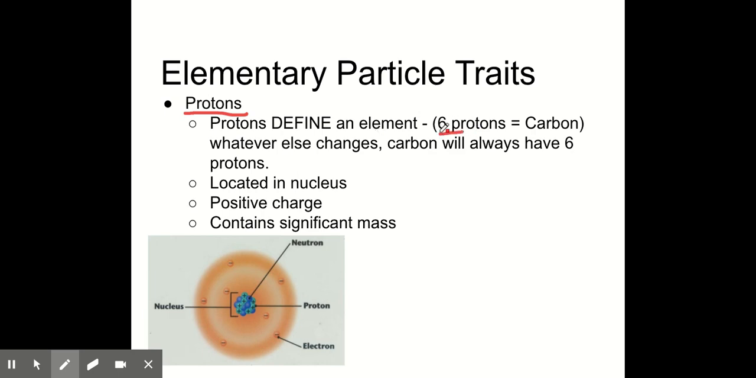So if an element has 6 protons, it's a carbon by definition. That's what it means to be a carbon, is to have 6 protons. The protons are located in the nucleus, positive charge, contain a significant mass. So hopefully that's all, maybe not exactly a review, but something that you've seen you can read in the textbook.